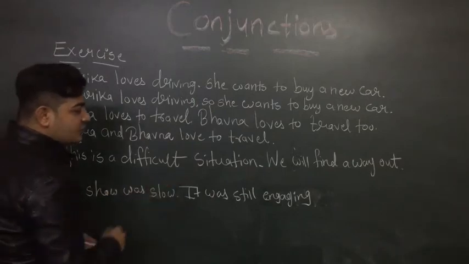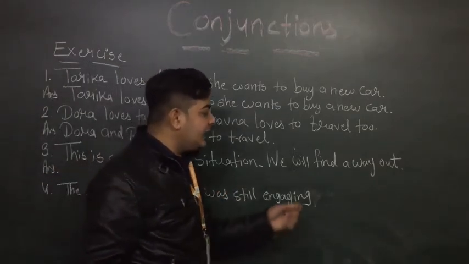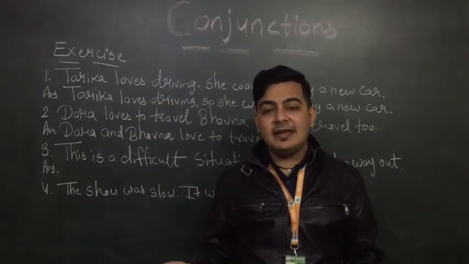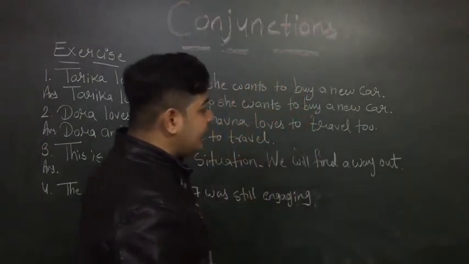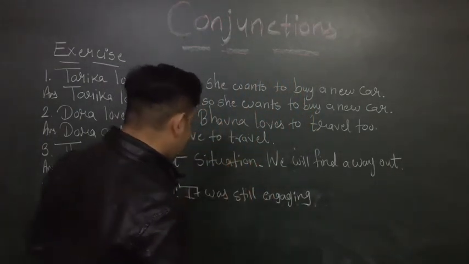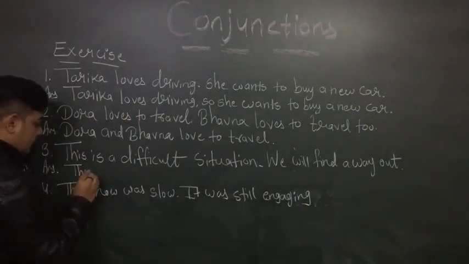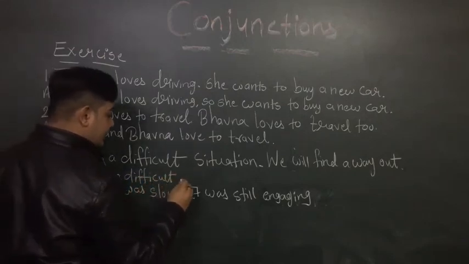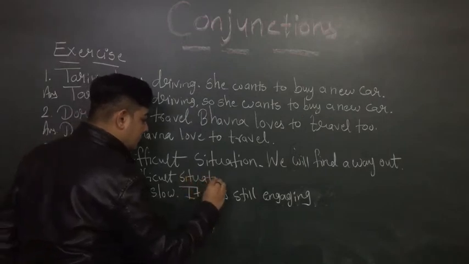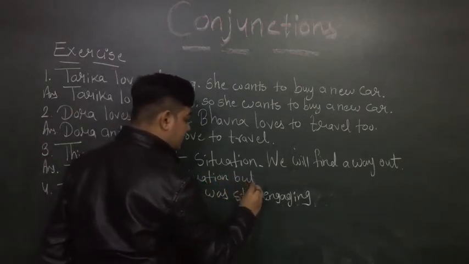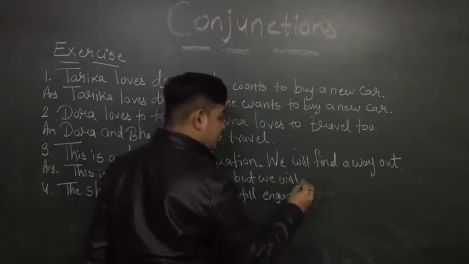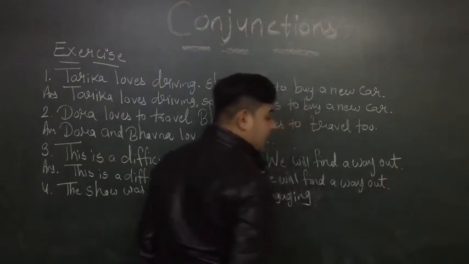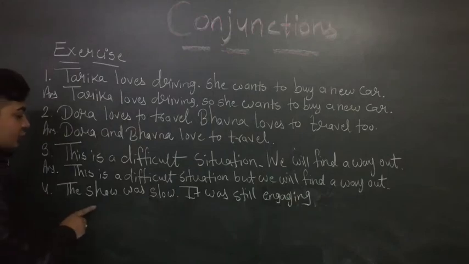Now next one. This is a difficult situation. We will find a way out. ये डिफिकल्ट सिचुएशन है, लेकिन हम क्या करेंगे? रास्ता ढूंढ लेंगे. लेकिन इट मीन्स इट इज बट. ठीक है? This is a difficult situation, but we will find a way out. Understood?